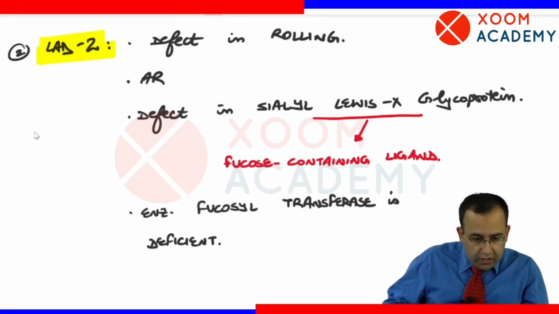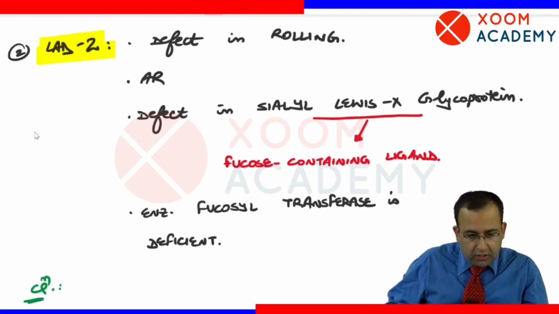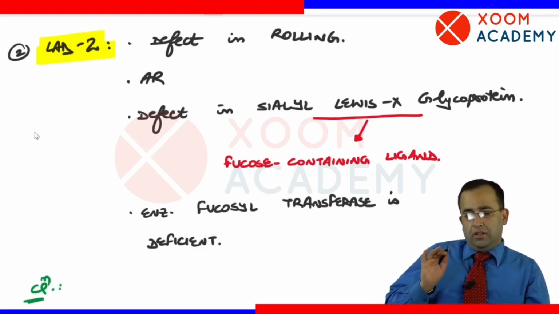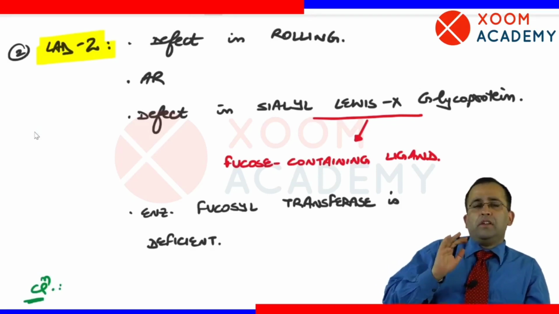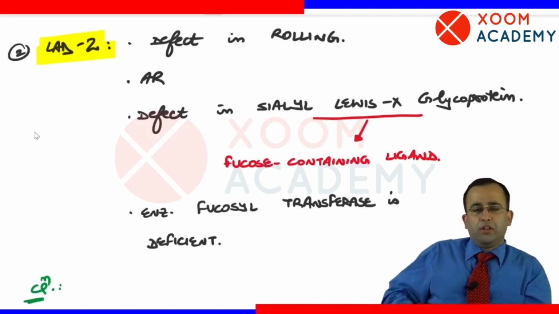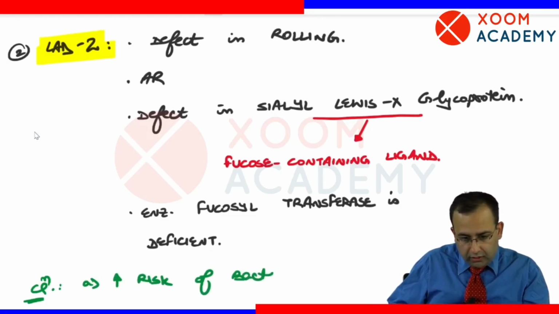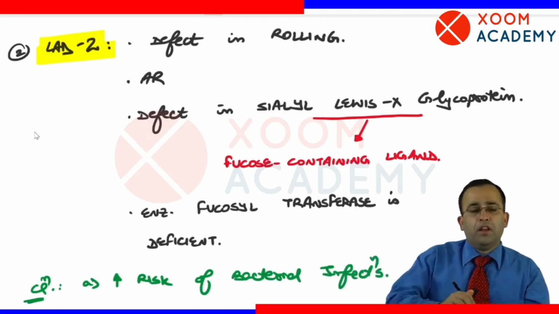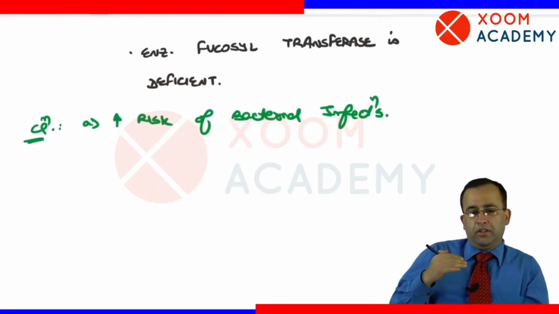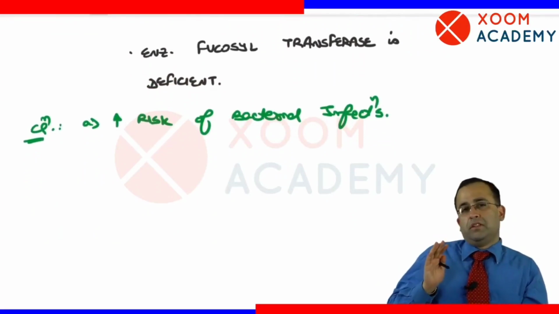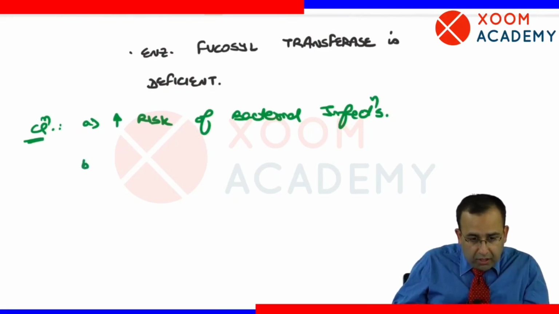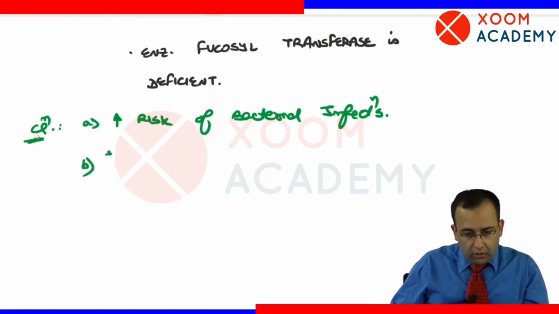Next point, which are the clinical features associated with the same? Now, this is a defect in rolling. अगर rolling ठीक से नहीं हो रही, so obviously it is associated with increased risk of bacterial infections. ये तो बहुत ही obvious था. What you have to remember is, please put a star, it is also associated with mental retardation.